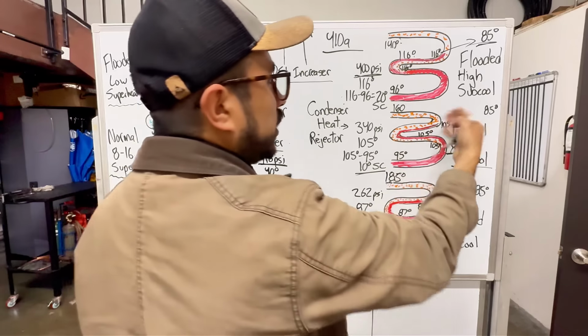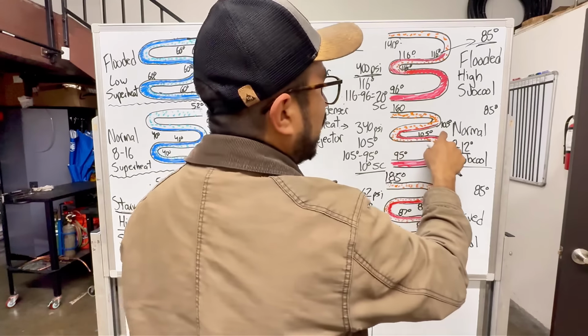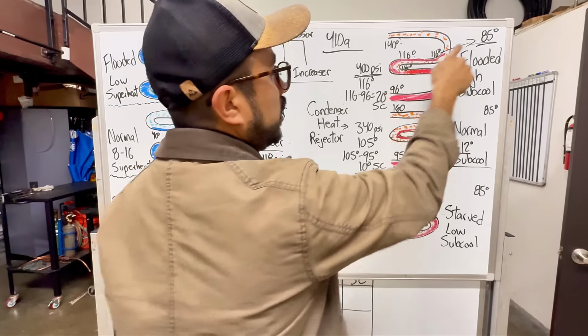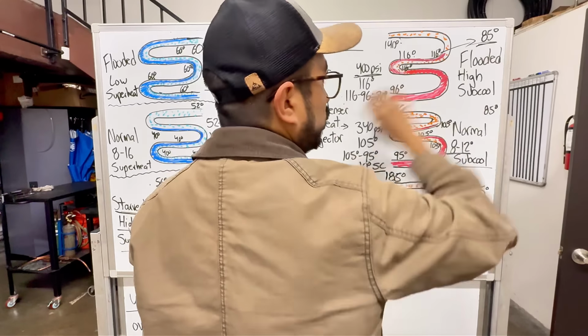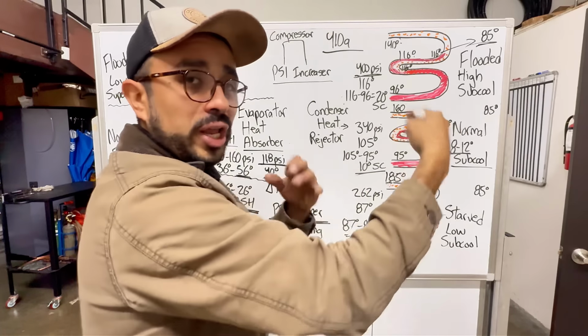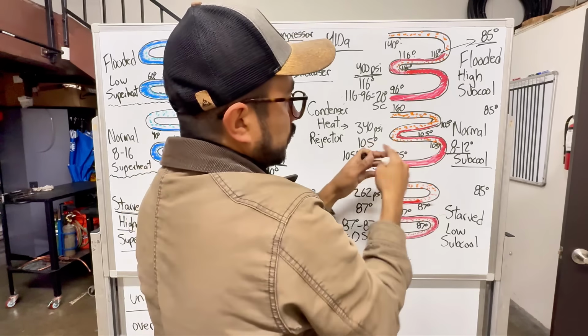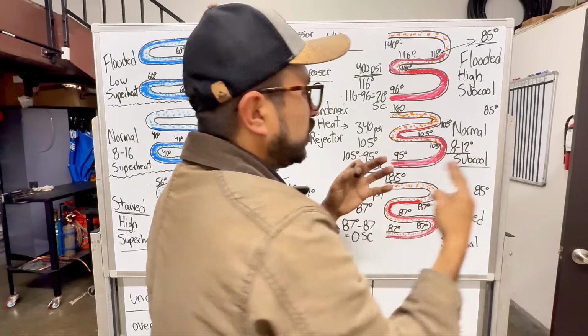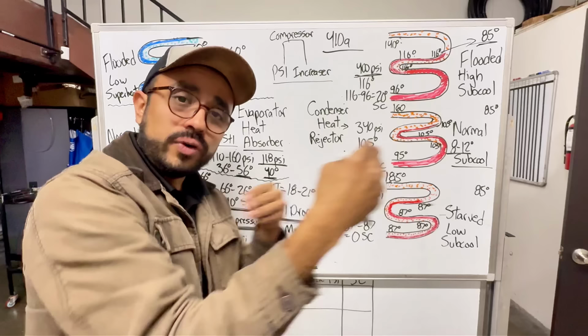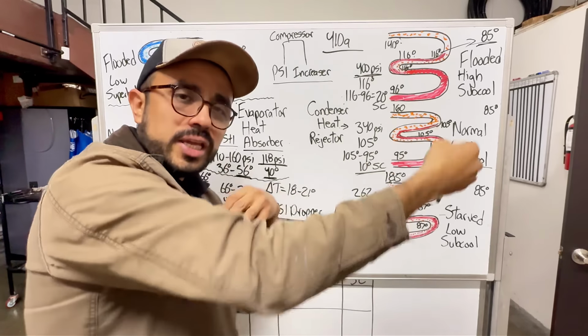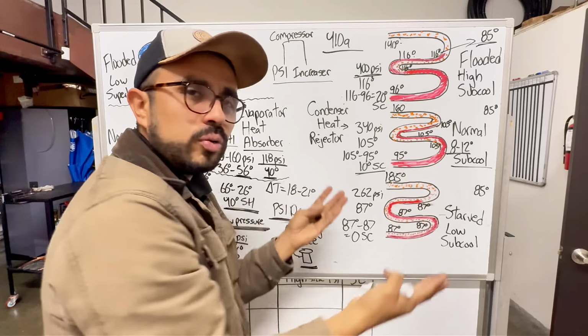So we're rejecting heat, you see? It's not that crazy like this one. 116 and 85, you're rejecting a lot of heat. You're producing more liquid, less surface area. Over here, 105 to 85, that's what, 20 degrees away? There's a difference. So you're going to reject heat and you're going to get a proper column of liquid.